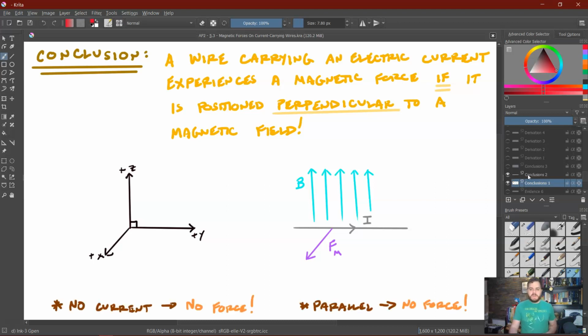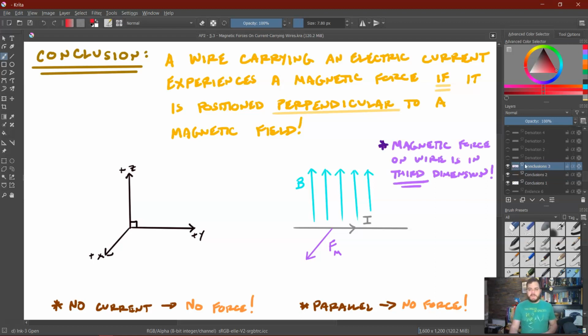Now, a couple things here. If we have no current in the wire, then there are no flowing charges and there's going to be no magnetic force. And additionally, if the wire is positioned so it's running parallel to the field, the charges would be moving parallel to the field. Once again, no force. And we also have to remember that the magnetic force on the wire is in this third dimension. So if we look at our three dimensions, one will be the current in the wire, one will be the magnetic field B, and the third will be the magnetic force on the wire, perpendicular to both of those previous two vectors.